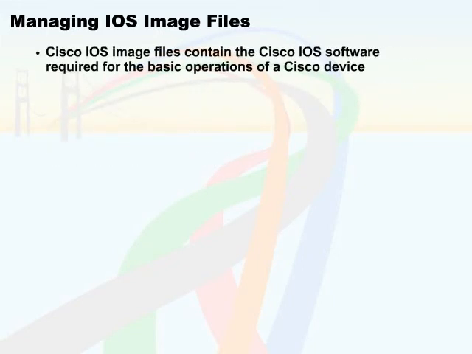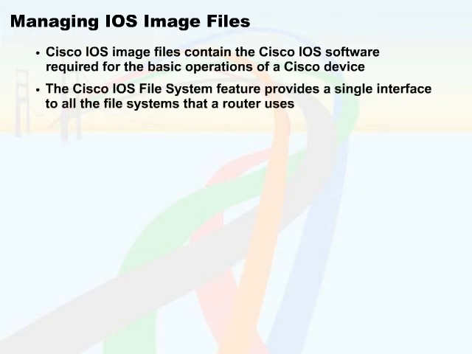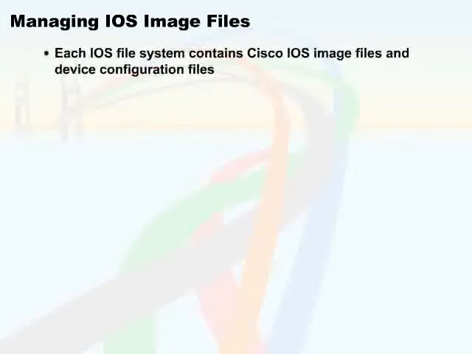Cisco IOS image files contain the Cisco IOS software required for the basic operations of a Cisco device. On the other hand, the device configuration files contain a set of user-defined configuration commands that determine the functionality of a Cisco device. The Cisco IOS file system feature provides a single interface to all the file systems that a router uses. A Cisco router uses the file systems of RAM, NVRAM, Flash, and Trivial File Transfer Protocol servers. Each IOS file system contains Cisco IOS image files and device configuration files.